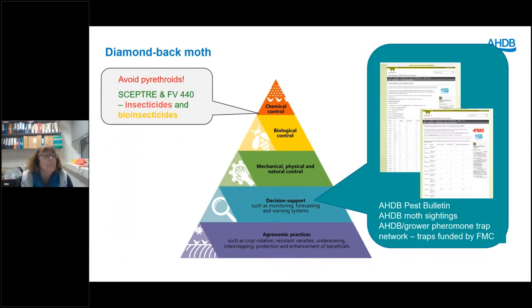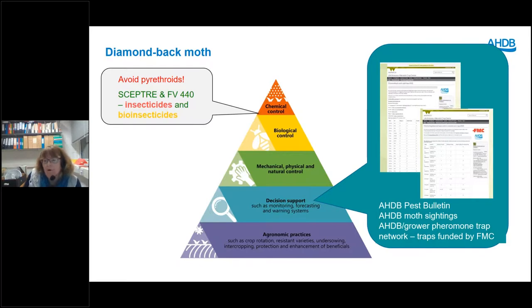So now on to the migrant moths, and starting with the diamondback moth, which is obviously a pest of brassicas. Again, at the top of the pyramid, work on insecticides and bioinsecticides was undertaken in the Septa project prior to Septa Plus, and in a project FV440. And what we've been focusing on recently is decision support, which is to give growers better warnings of when influxes of diamondback moths are likely to occur. And some of you may remember that there was a pretty large and severe influx of moths in 2016.